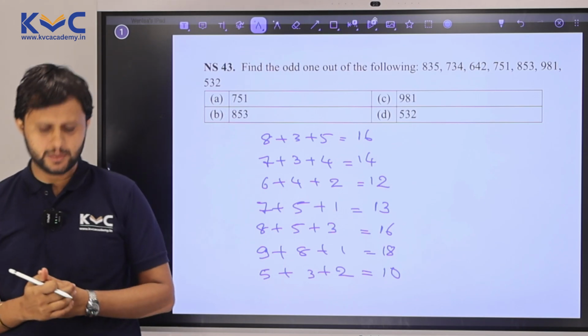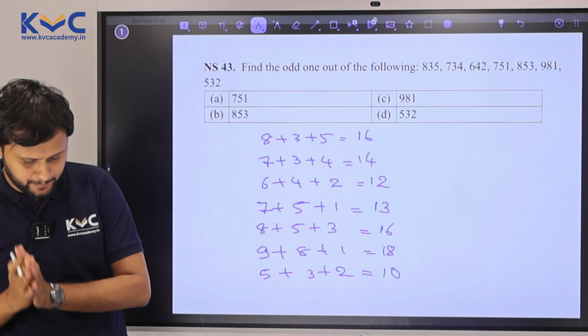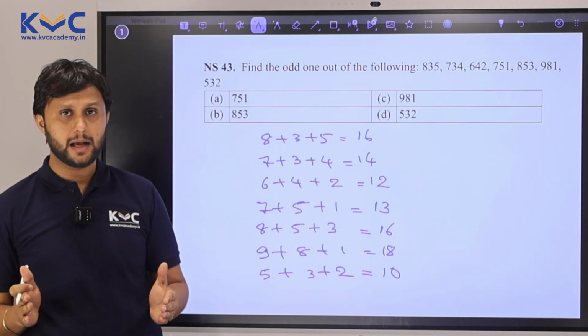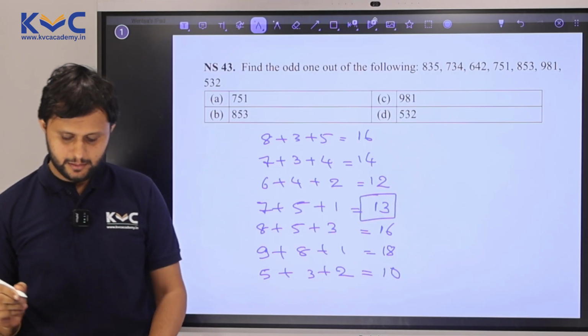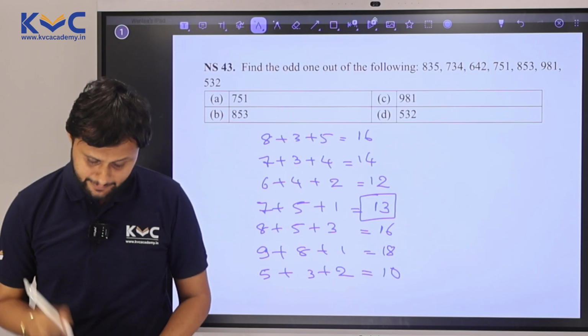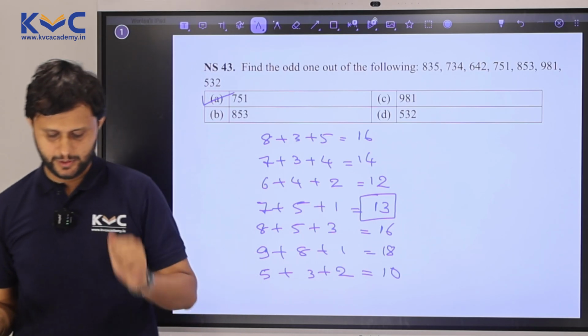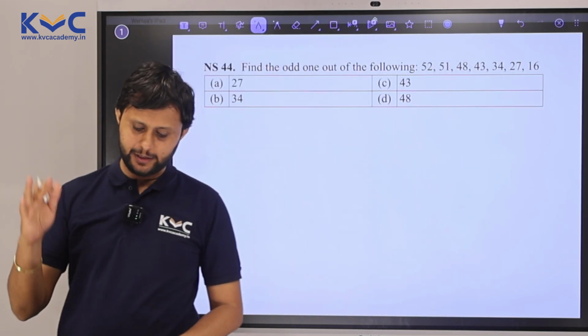So if I add, this is what I get. Now let me see if there is any connection. If you see, all these numbers are even numbers other than 13. Correct? So 751 is the right answer. Okay. Next question. We'll go to question number 44.